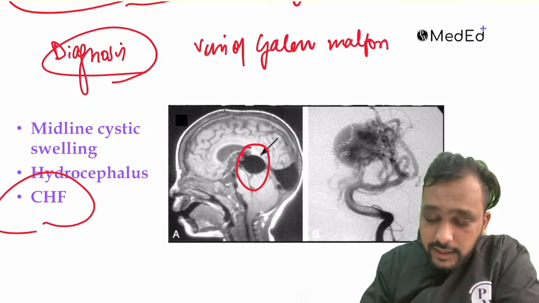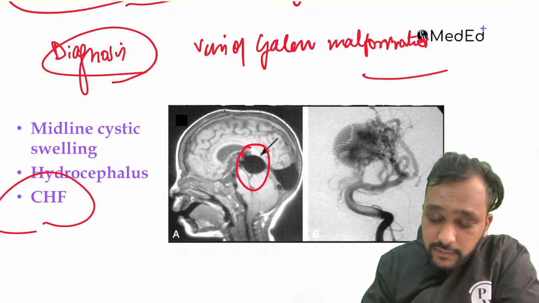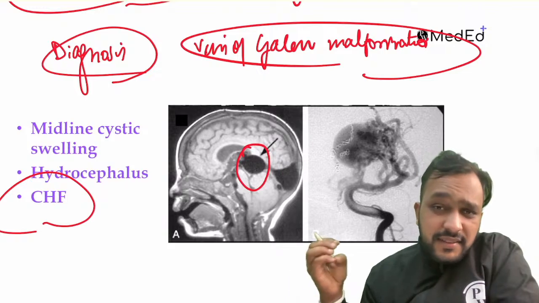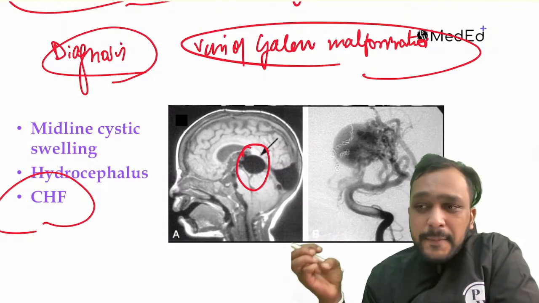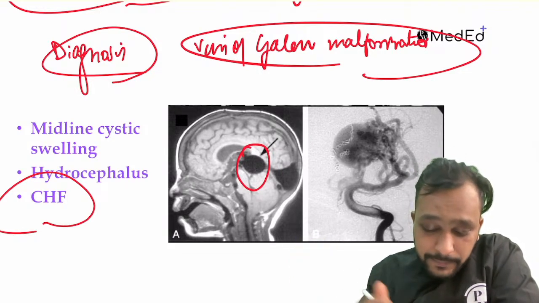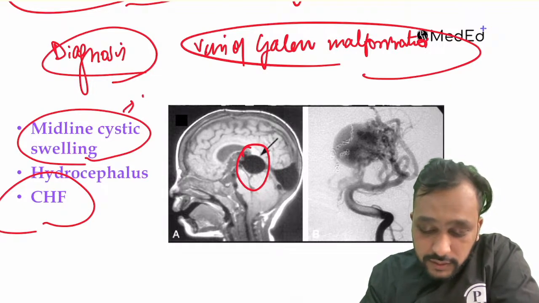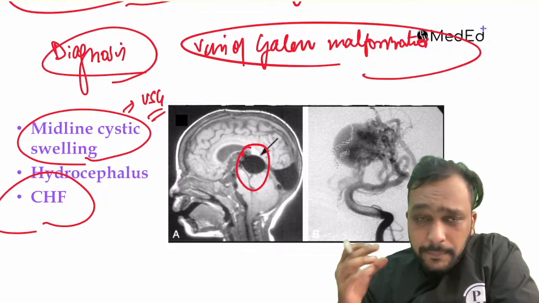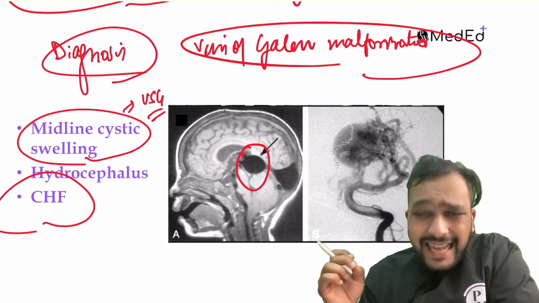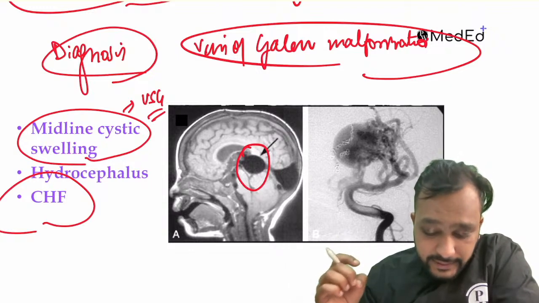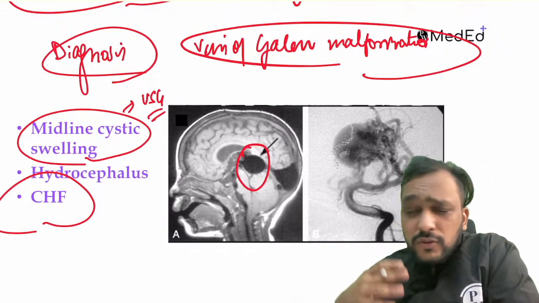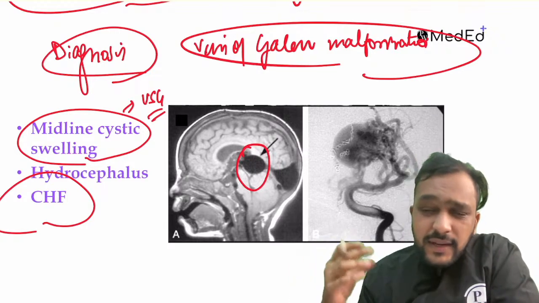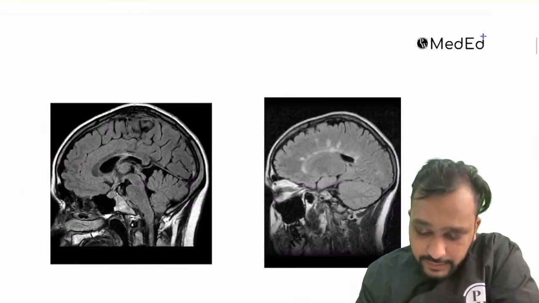What happens? There is arteriovenous fistula formation within the vein of Galen, and because of this, the vein of Galen gets dilated, and this dilated vein of Galen appears as a midline cystic swelling on the ultrasound images, right? And it results in compression of the third ventricle or the aqueduct of Sylvius, because of which it results in hydrocephalus, and because of the arteriovenous fistula, more blood is reaching the heart. It results in congestive heart failure. Right?